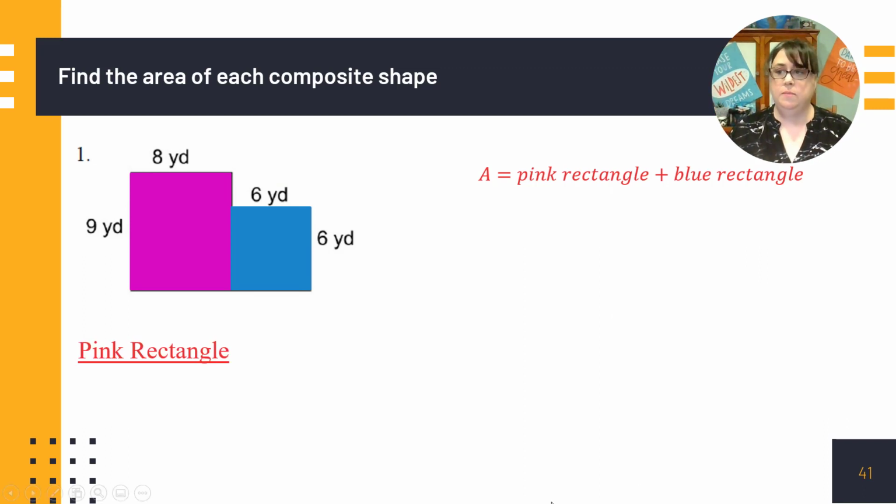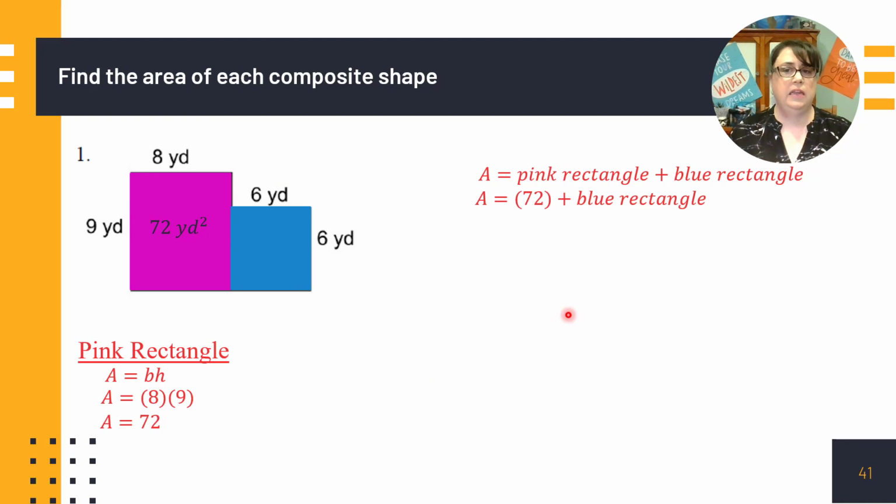When I look at the pink rectangle, I can see that it is this one right here, this 9 by 8. So the area of the pink rectangle is base times height. So 8 times 9 is 72. So this here is 72 yards squared. And now I need to find that one. But I'm going to go ahead and substitute that in right now so that I can see where I need to go next.